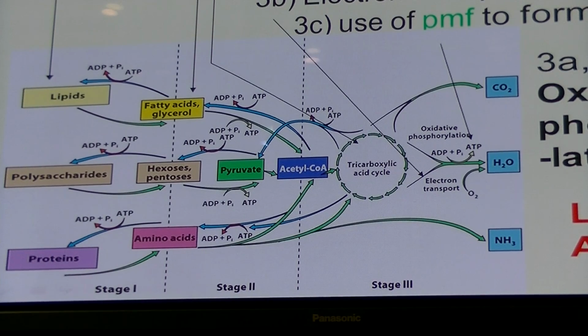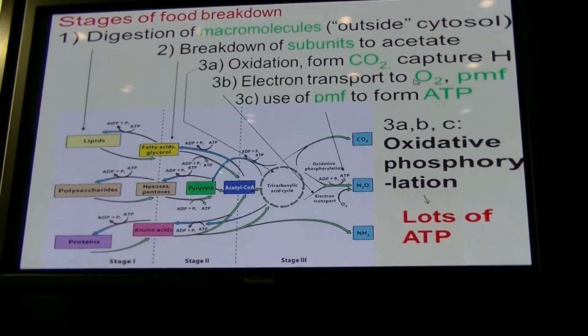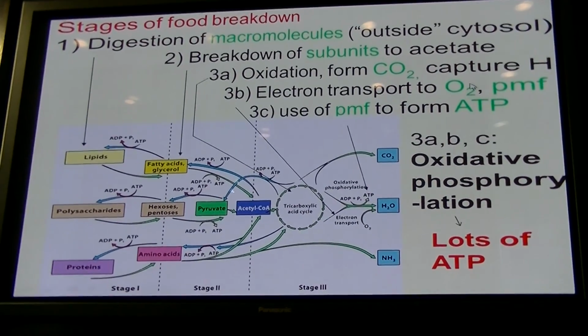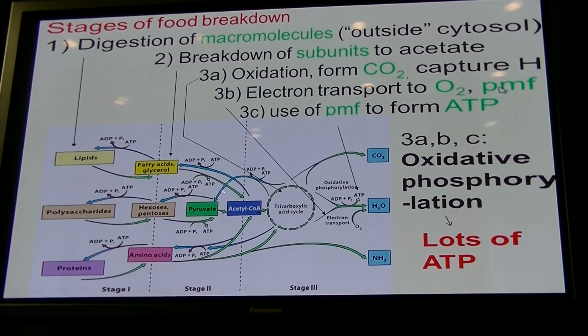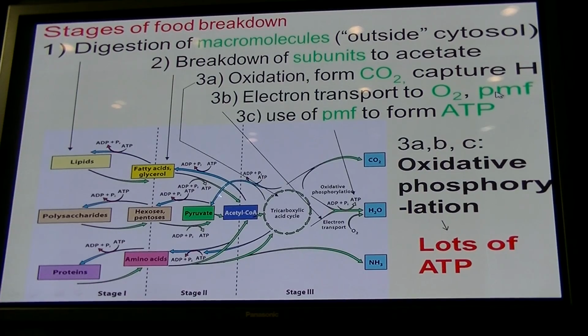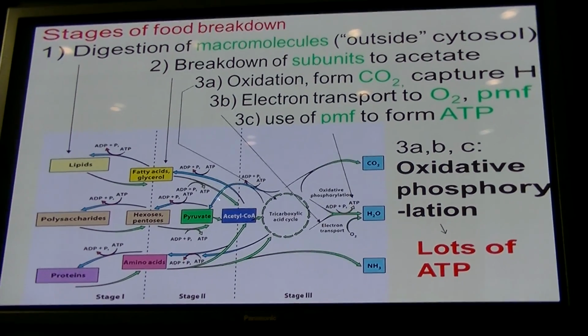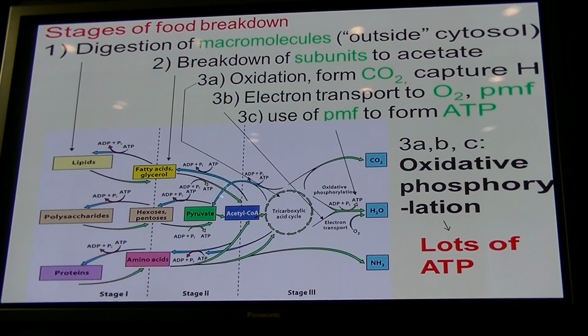So that process, in the end, is called oxidative phosphorylation because we have to use oxygen to accept electrons from the electron transport chain, which allows the formation of the proton gradient, which is needed for the addition of phosphate to ADP to form ATP. The addition of a phosphate to ADP, that's phosphorylation.